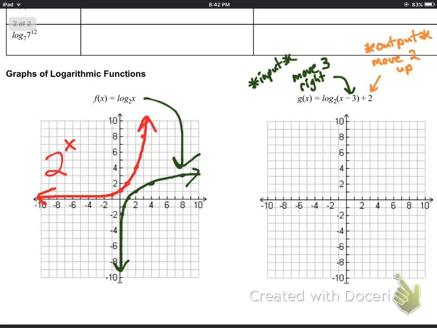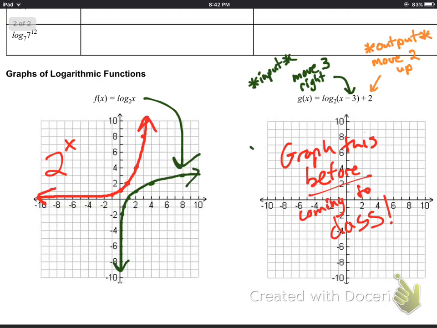All right. So what I'd like for you to do is graph this before coming to class. And if you want to graph points, it's the same equation as the green graph on the left there. If you want to move individual points, that's fine. But let's graph those before coming to class so you can compare with your classmates.